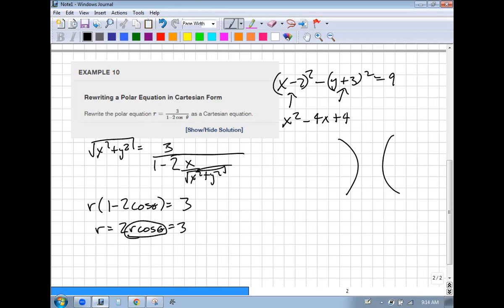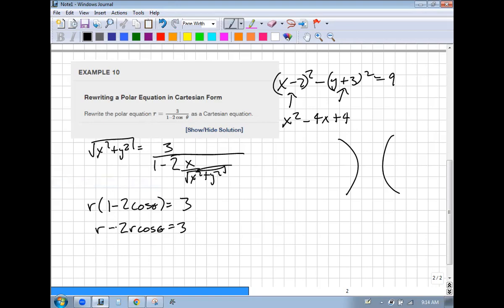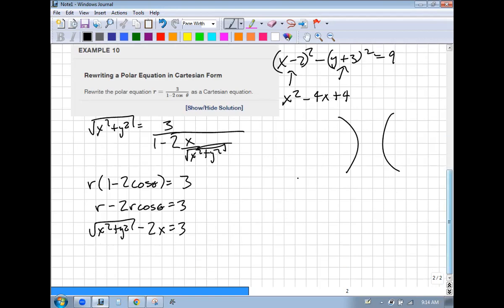And this I recognize as x. r cosine theta, that's x. This is not an equals, this is minus. There we go. So r is the square root of x squared plus y squared, minus 2, and this is just x. That's a little bit better looking than this. I could have used this and turned it into that, but sometimes it pays off to do a little manipulation first before you do the substitution.